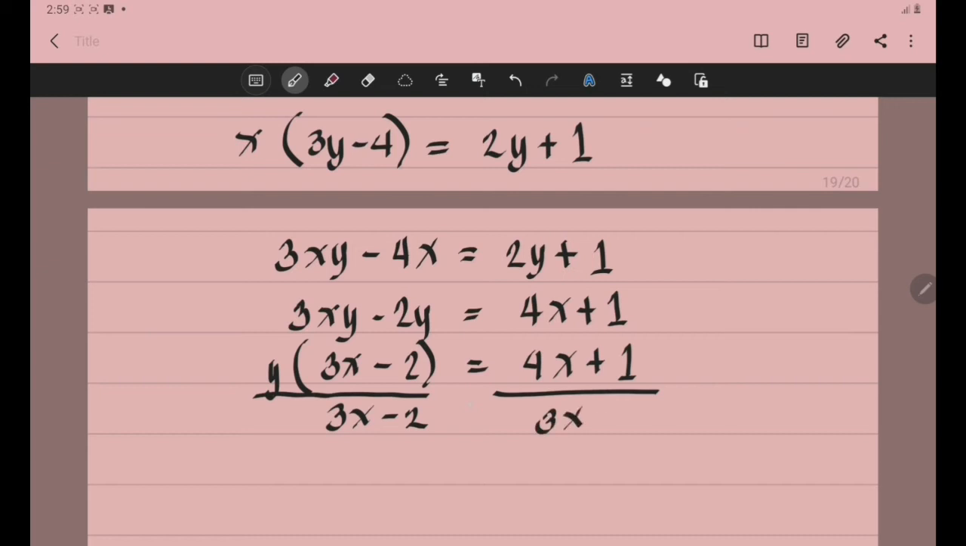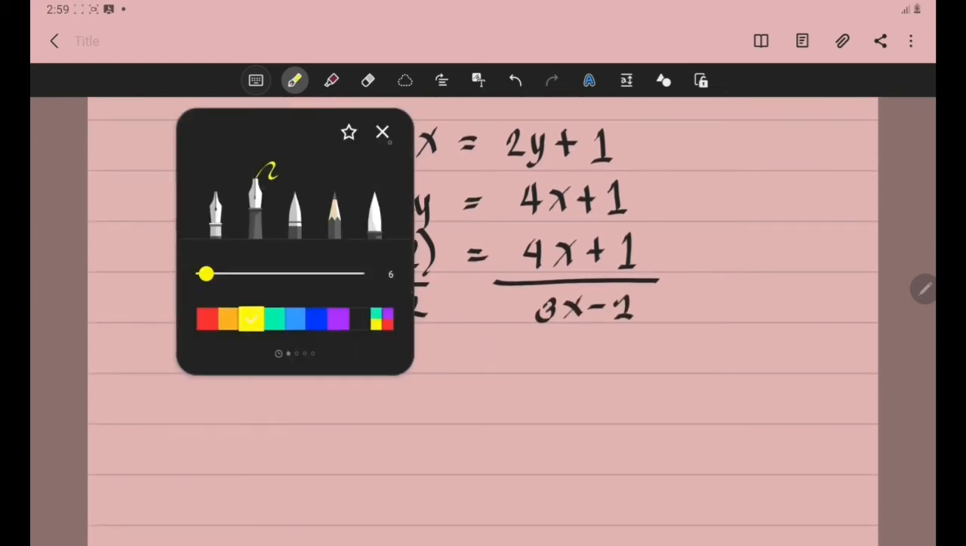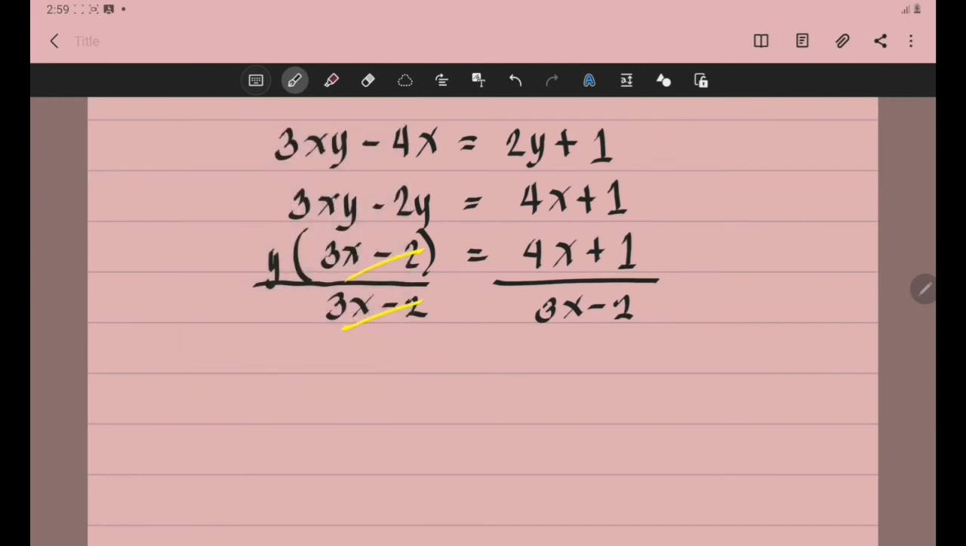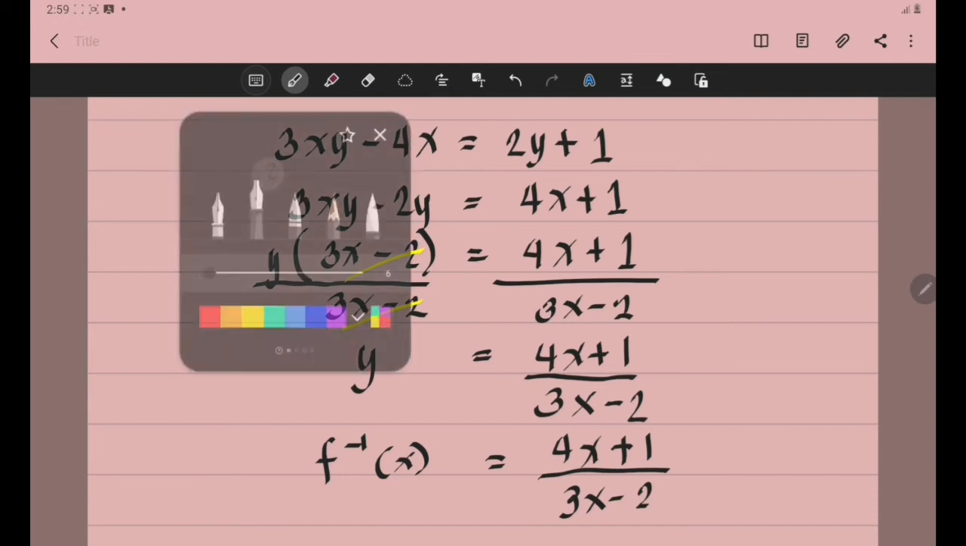So, we will just divide both sides by 3x minus 2 to eliminate the 3x minus 2 na katabi ni y sa left side. So, since 3x minus 2 is now eliminated, y is equal to 4x plus 1 all over 3x minus 2. So, the f inverse of x is now equal to 4x plus 1 all over 3x minus 2.